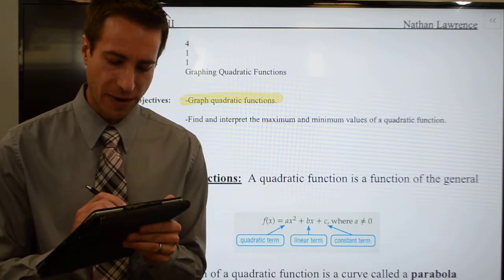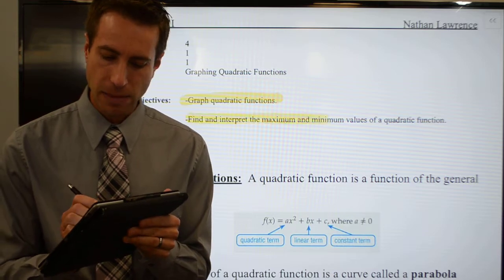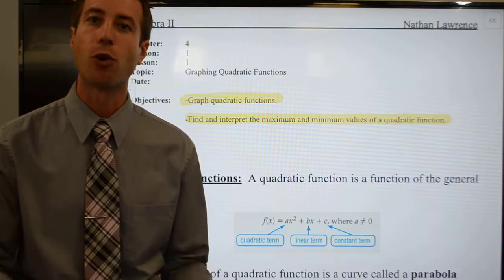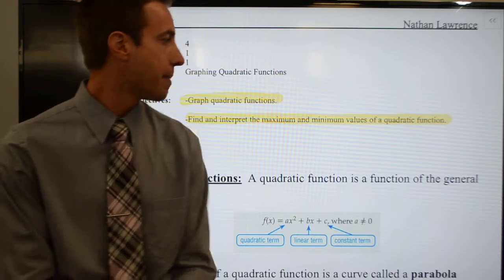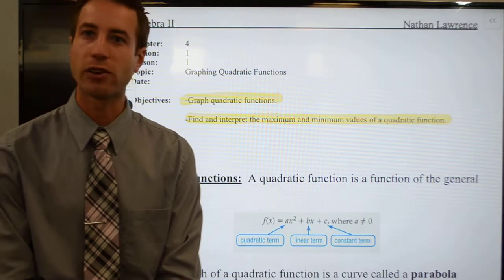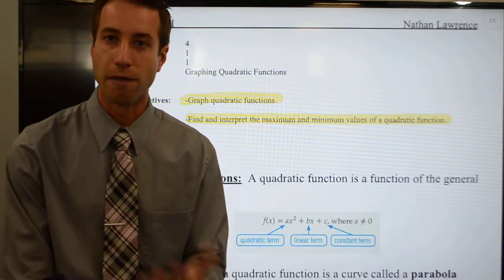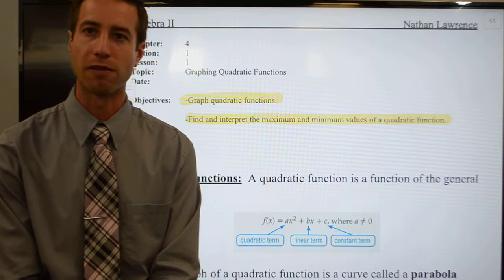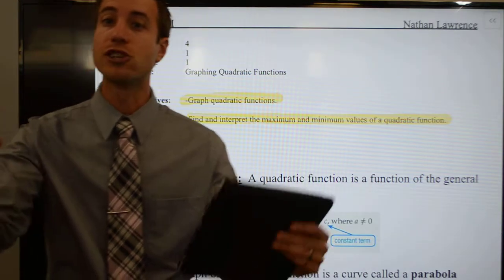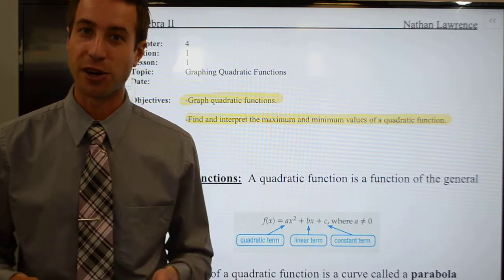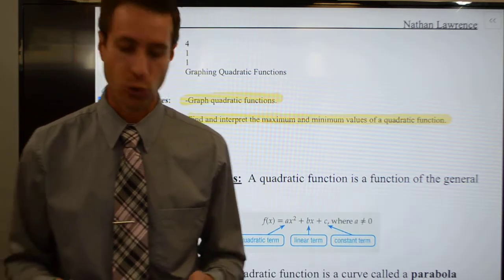We're going to ask you to be able to find intercepts, maximum and minimum values for the quadratic function. And these maximum and minimum values are generally going to be where the vertex of the parabola is, and we'll talk about all of that as well. So let's go ahead and jump right into these notes and get started here in chapter 4 with quadratic functions.